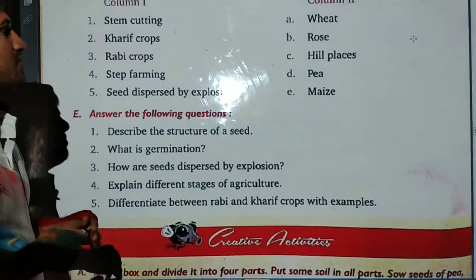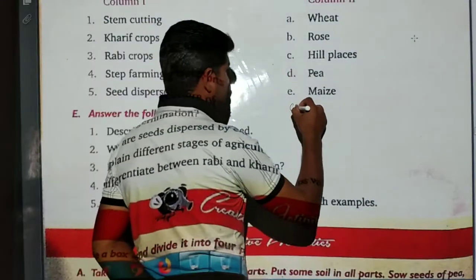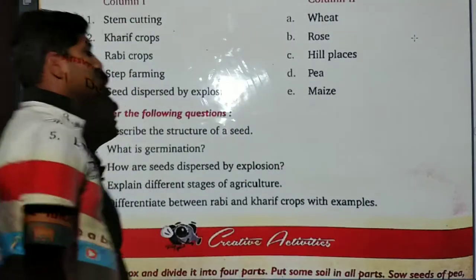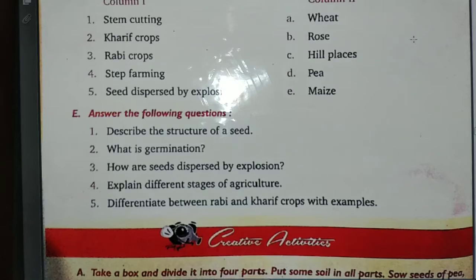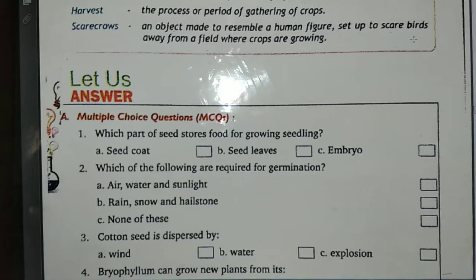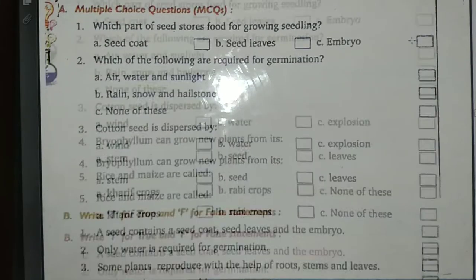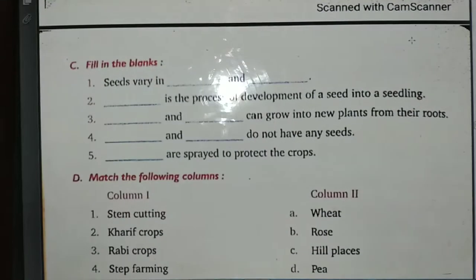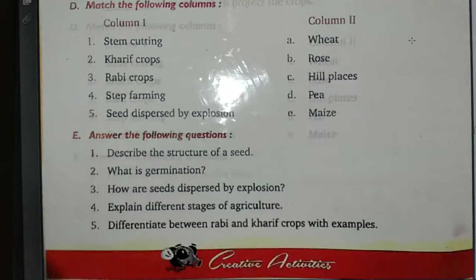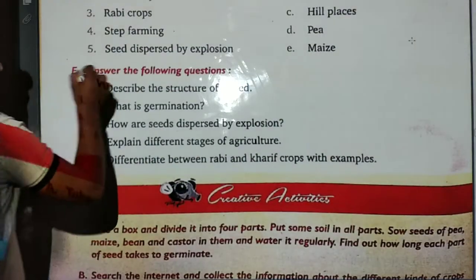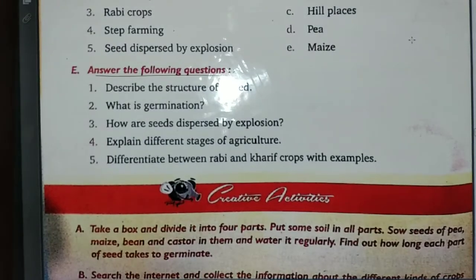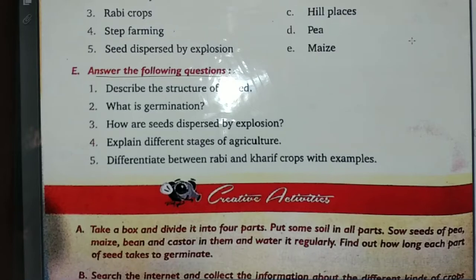In the previous lecture, we completed our first chapter, that is growth and development of plants. We discussed the question answers of this chapter. We completed the first part, multiple choice questions, the second part, true or false, the third part, fill in the blanks, and match the following. Now, today we will discuss the answer the following questions. So you have to give the answer of the following questions.